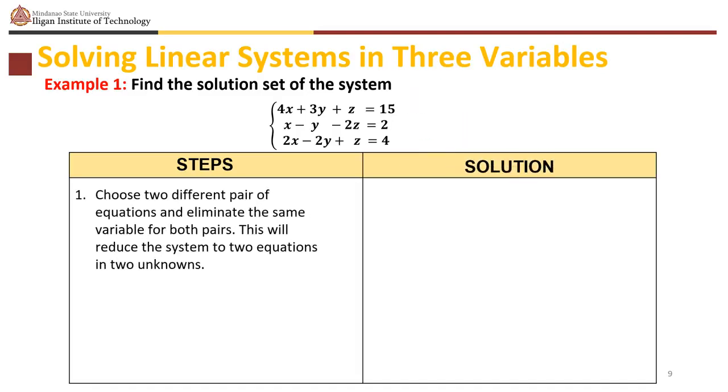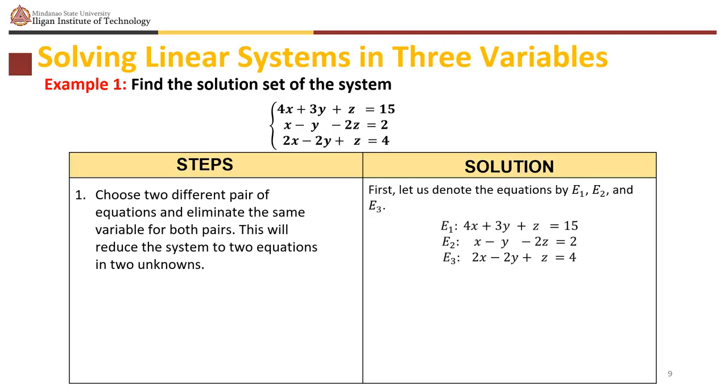Number 1, choose two different pairs of equations and eliminate the same variable for both pairs. This will reduce the system to two equations in two unknowns. But first, let us denote the equations by e sub 1, e sub 2, and e sub 3. So we have here our e sub 1 as 4x plus 3y plus z is equal to 15. E sub 2 is x minus y minus 2z is equal to 2. And e sub 3 is 2x minus 2y plus z is equal to 4.